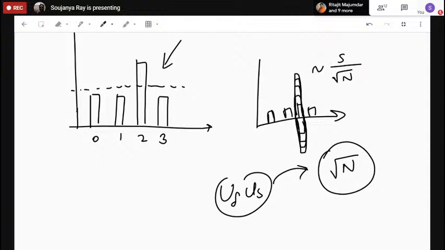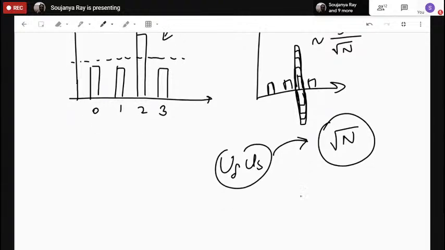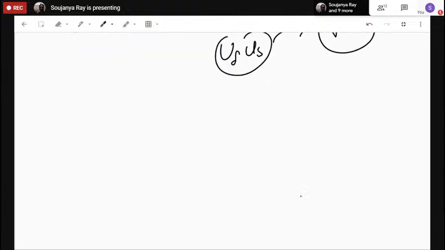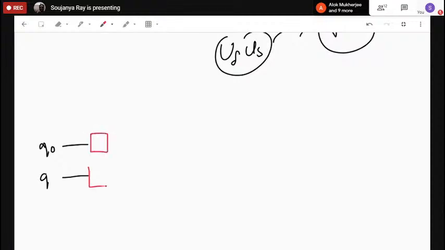So how does the circuit look for the 2-qubit example that we saw? So let's draw the circuit up. I'll use a different color again. As we discussed, we need 2 qubits for the search, and we have already learned that we need 2 Hadamard gates.